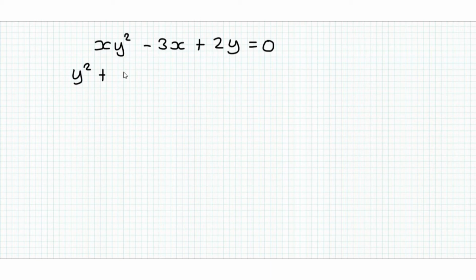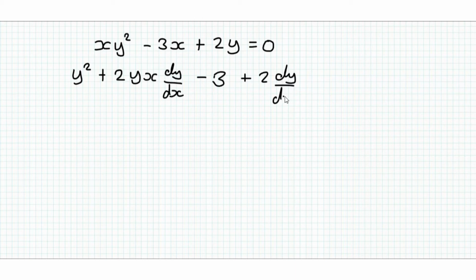So that gives me 2y dy/dx, but we've also got this x, so 2yx dy/dx. And then we're going to subtract 3, that one's pretty simple. And then we want to add 2 dy/dx, and that's equal to 0 still.